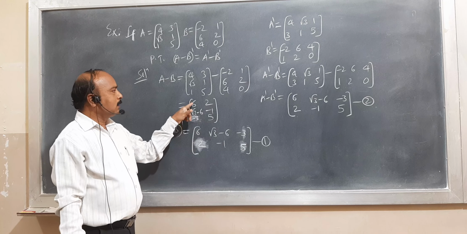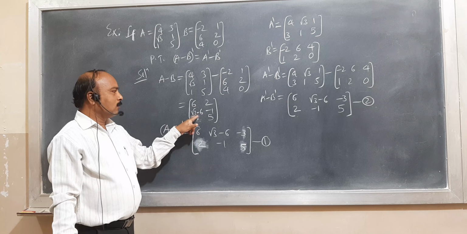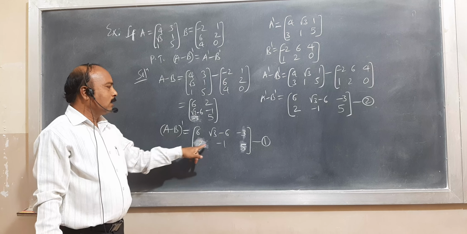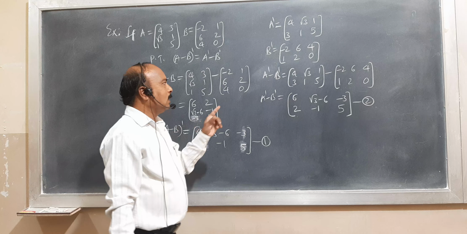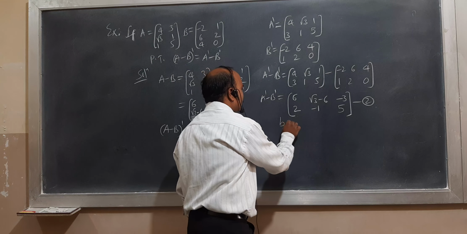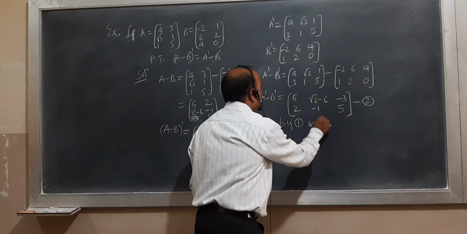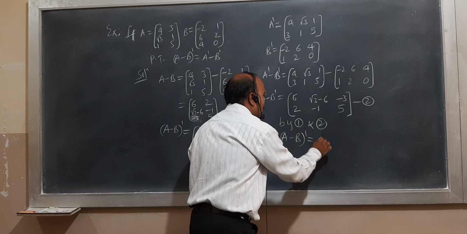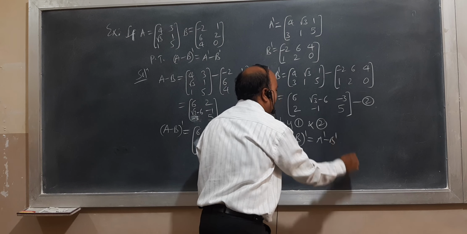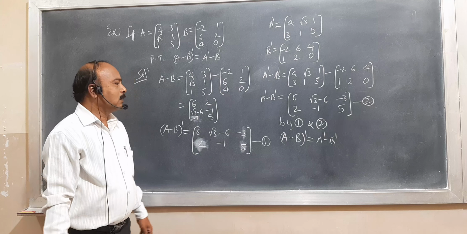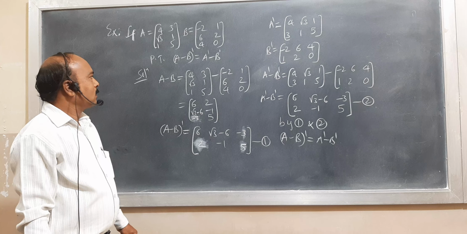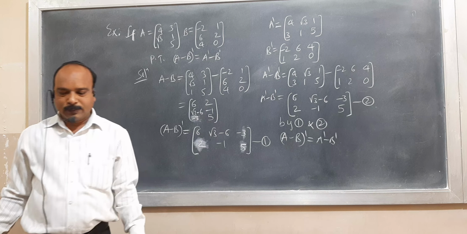Now transpose of this is 6, root 3 minus 6, minus 3. Second row 2, minus 1, 5. Now we conclude that by 1 and 2, we get (A minus B) whole dash equal to A dash minus B dash. It is verification of the property of transpose of matrices. Take this example.